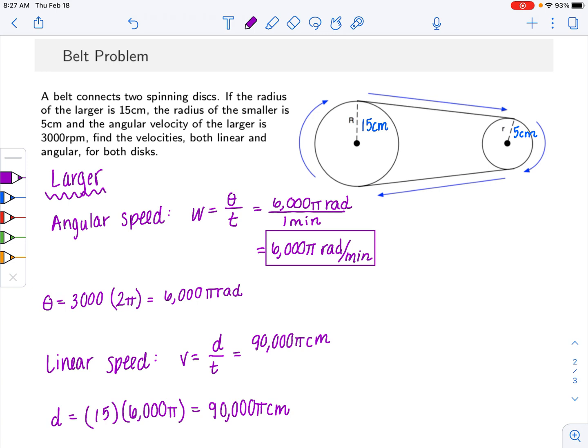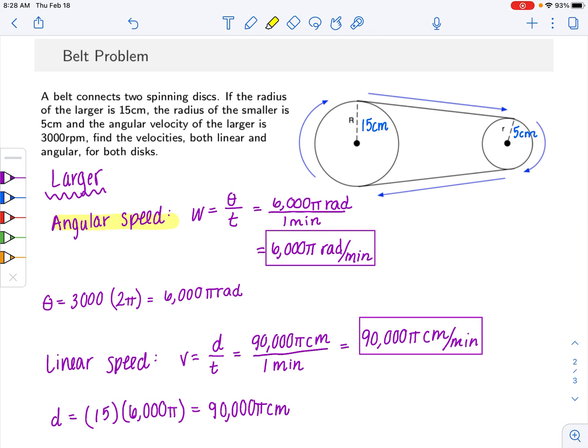If you're having trouble with arc length, please go back to yesterday's notes. It's going to be per minute again. So really, this is how fast a single point will travel, 90,000 pi centimeters per minute. Since it's distance, we have a unit of distance, centimeters. This is all for the large. So we just found the angular speed and the linear speed for the large.